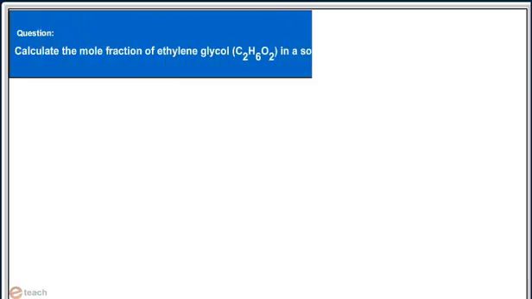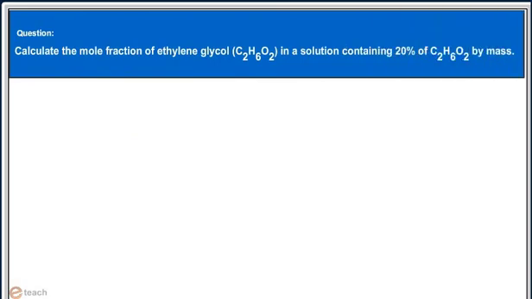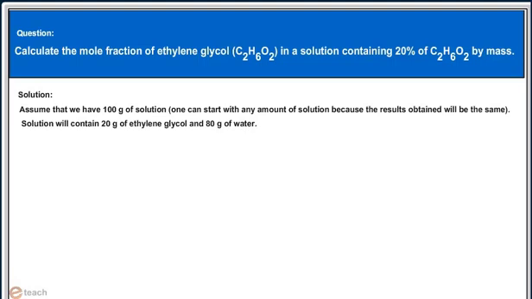Let us take a question. Calculate the mole fraction of ethylene glycol, C2H6O2, in a solution containing 20% of C2H6O2 by mass. Solution. Assume that we have 100 gram of solution. Please note that one can start with any amount of solution because the results obtained will be the same. The solution will contain 20 gram of ethylene glycol and 80 gram of water.